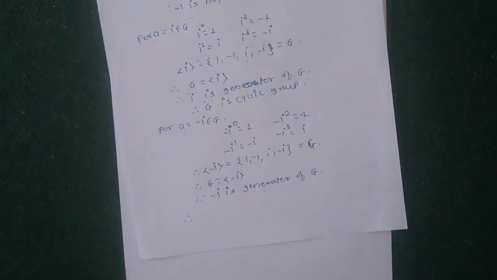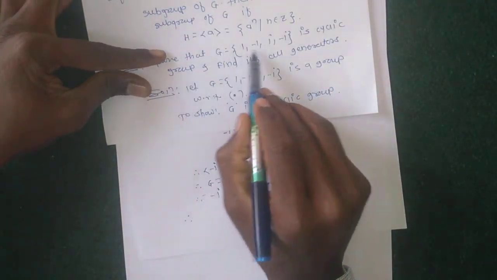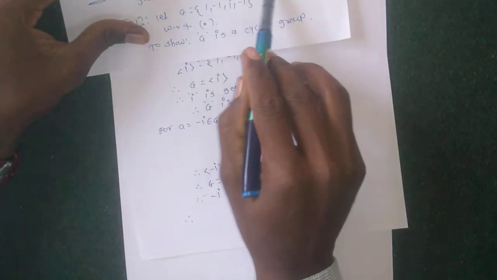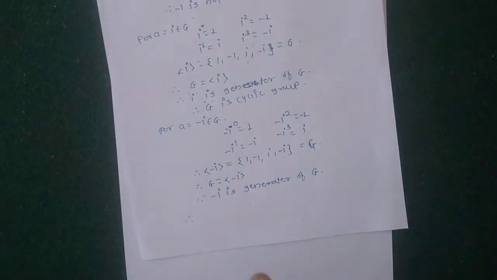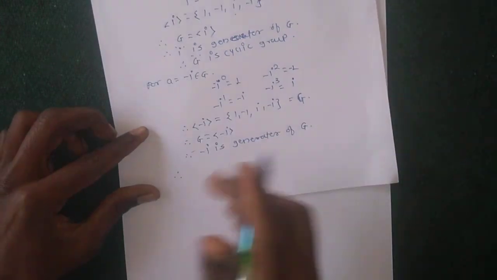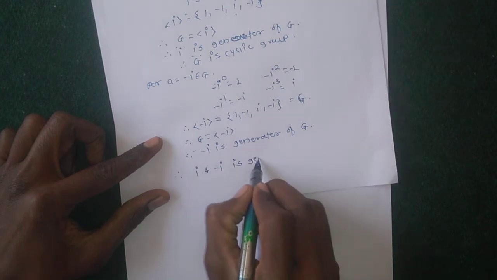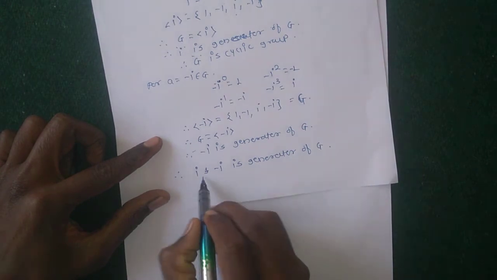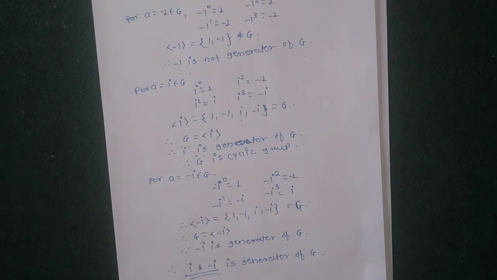What is the question here? The question is: prove that G is a cyclic group, and find all its generators. Here G is a cyclic group because G has a generator, and it has only two generators, I and -I. So I and -I are the two generators of G. This is the first example of how to show whether something is a group or not.